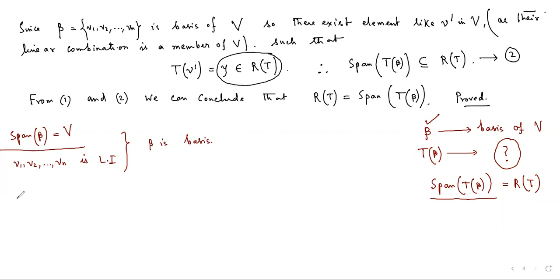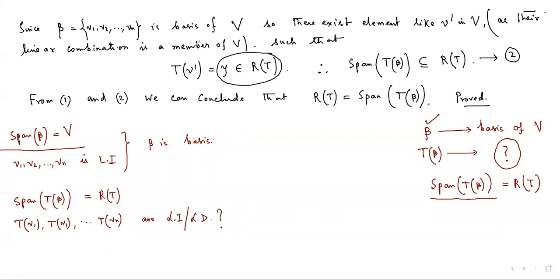But here we see that the span of T beta is equal to RT, but we are not sure whether these elements present in T beta are LI or LD. LD means linearly dependent. We are not sure about it. Nothing is mentioned regarding this issue in the problem. So be very careful about this particular thing.